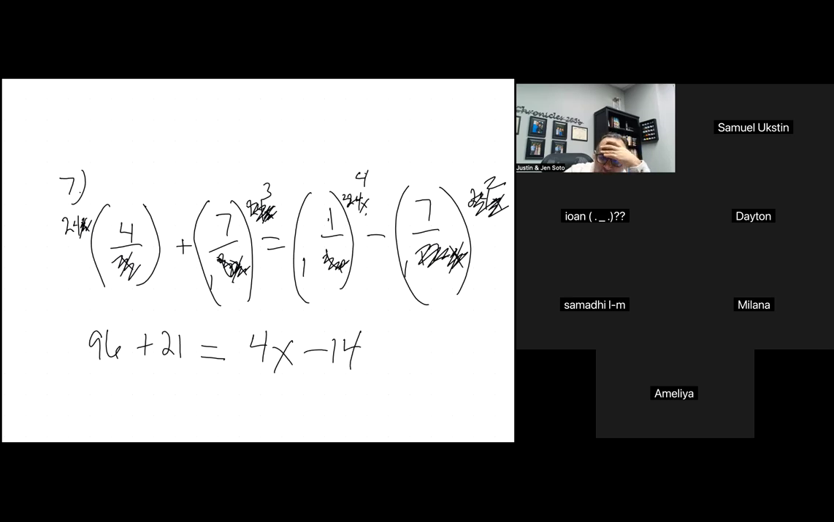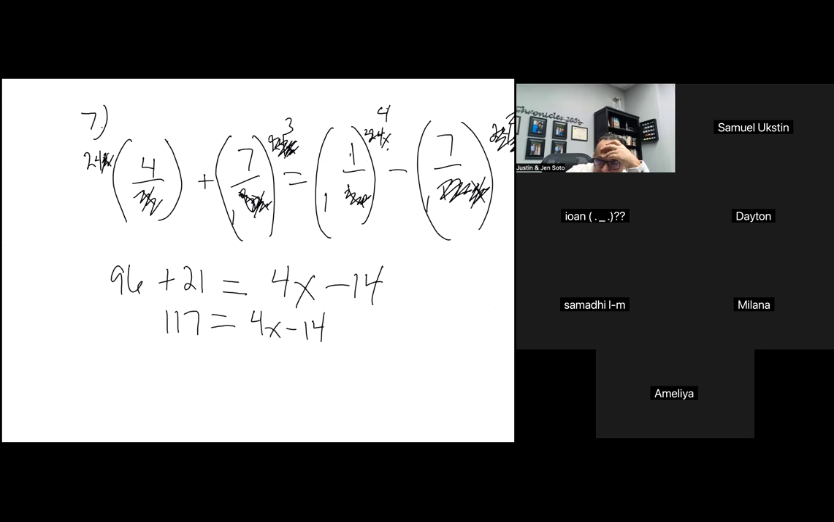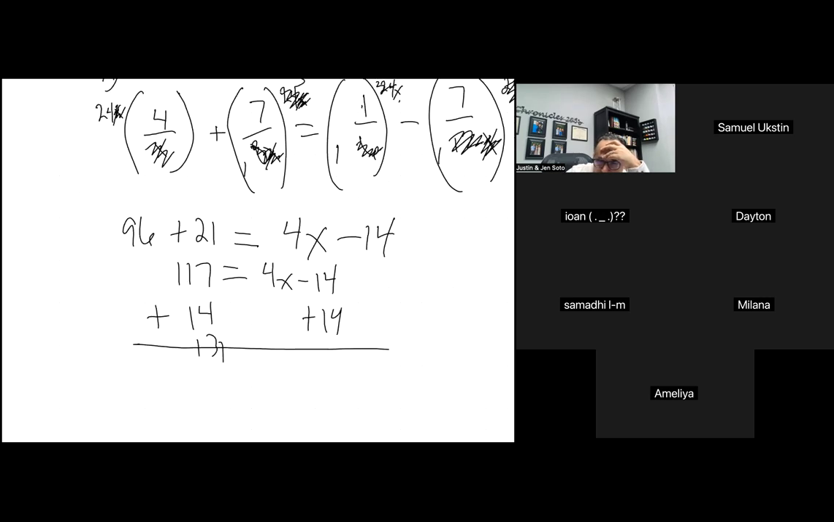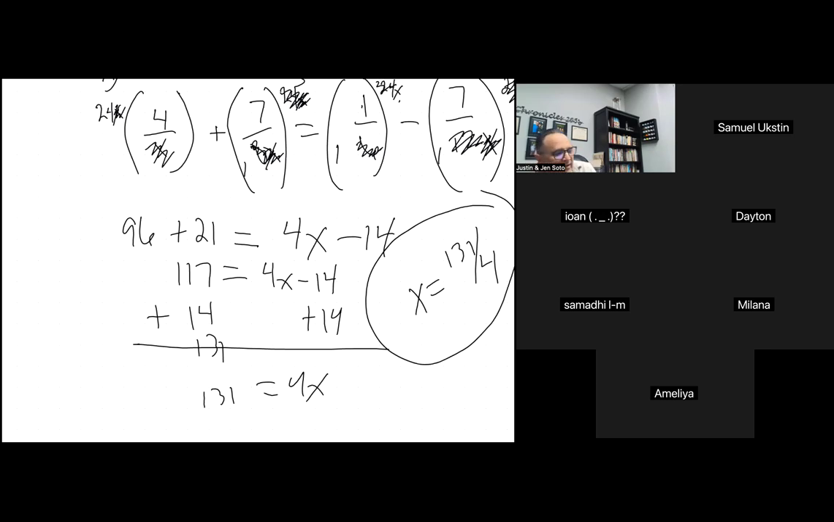Now I just combine like terms. 96 and 21 looks like 117 to me. Add 14 to both sides. 131. Is that right? Divide by 4, divide by 4. X is equal to 131 over 4. I did check that. That is the correct answer. I know it looks like a pretty random fraction. Sometimes that's an indicator that you did something wrong. This is correct. That is the answer.